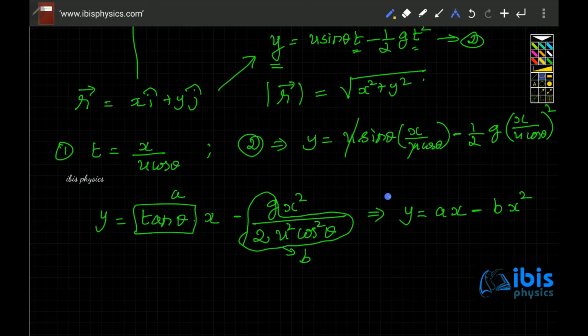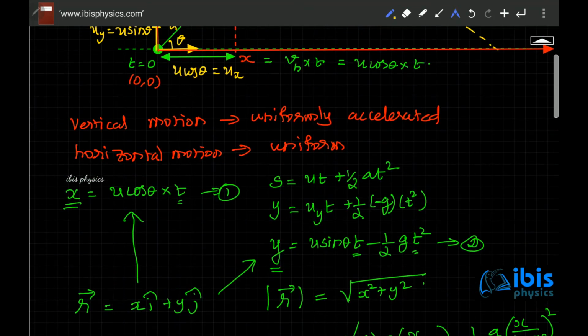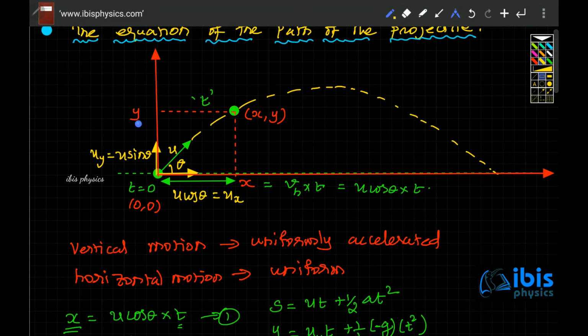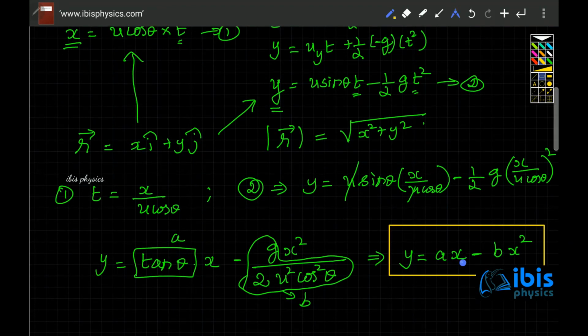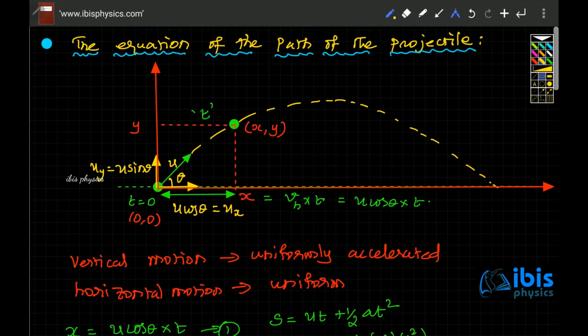See, this is a quadratic equation. A quadratic equation represents a parabolic path. So the equation of a parabola is quadratic, because the path of the projectile, the position y with respect to x, has happened to be what? ax minus bx square, which is a quadratic equation. Hence this path is a parabolic path. So the shape of this path is parabolic.